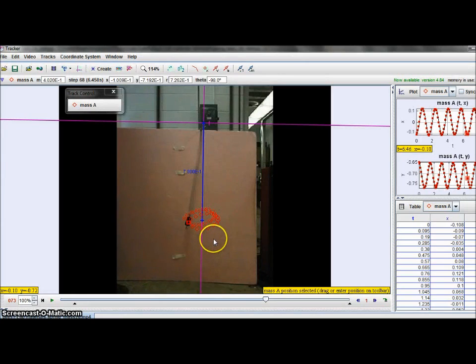After tracking the motion of the weight, I used the plot on the right-hand side to find the length of the period, which I found to be about 1.59 seconds. I then used the equation T equals 2 pi times the square root of the mass divided by K. I then put that into VPython.